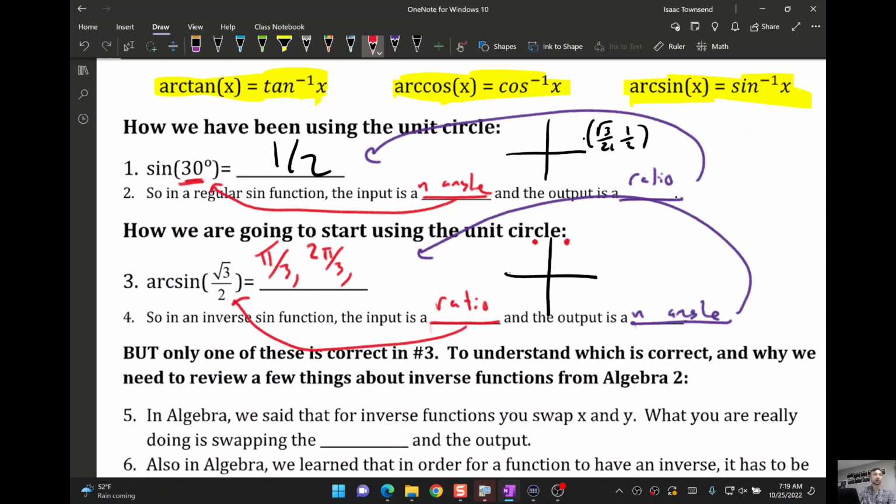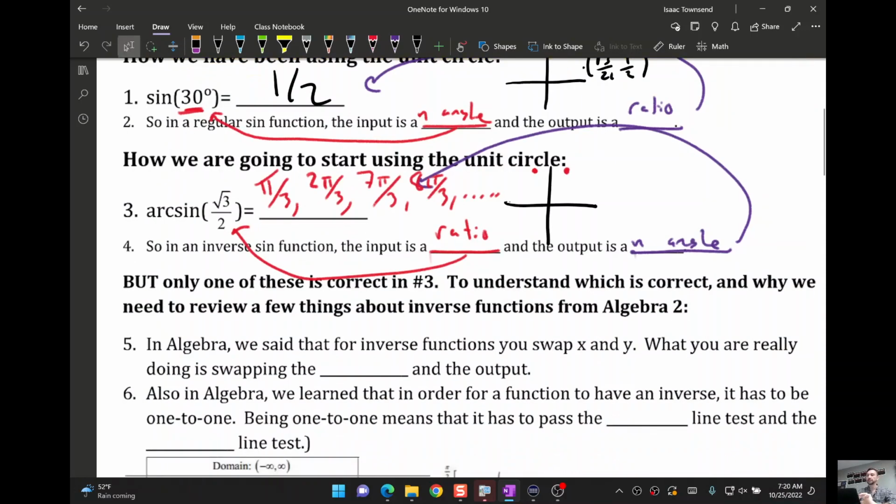And if you're willing to go a full rotation and start thinking about coterminal angles, you could do 2 pi plus pi over 3, which would be like 7 pi over 3. And then this one would be 8 pi over 3. And you could just keep going around the circle multiple times. There's infinitely many angles that have that sine ratio. But inverse trig functions like this only have one answer. So again, the rest of the page is trying to set you up to understand why there's only one answer and which one of these is the final answer that we need. Not all of these will be acceptable.